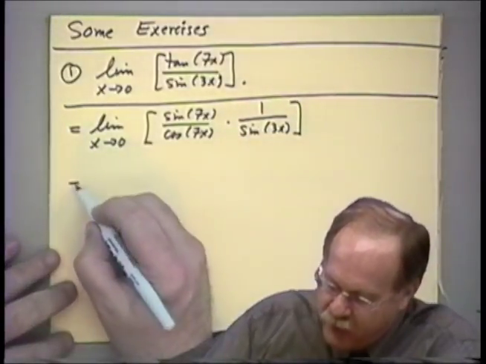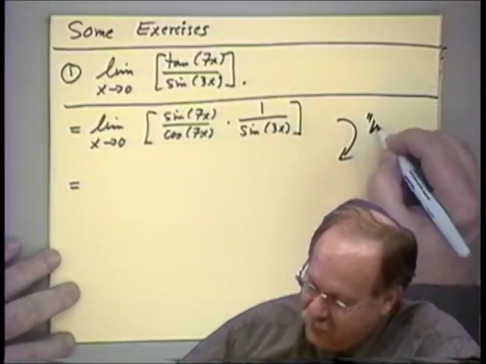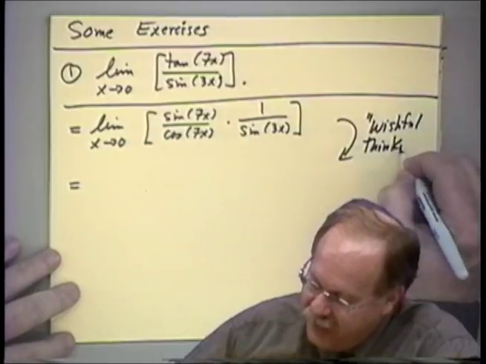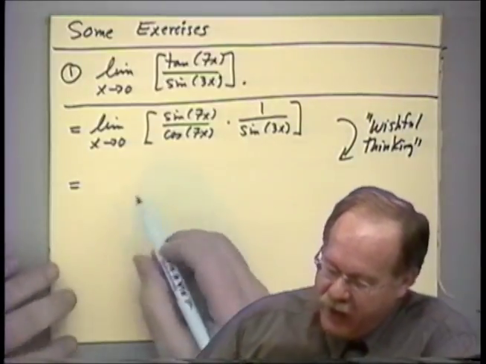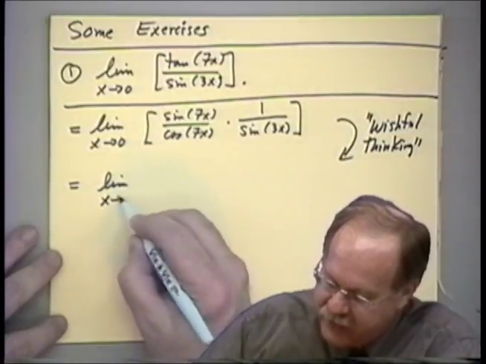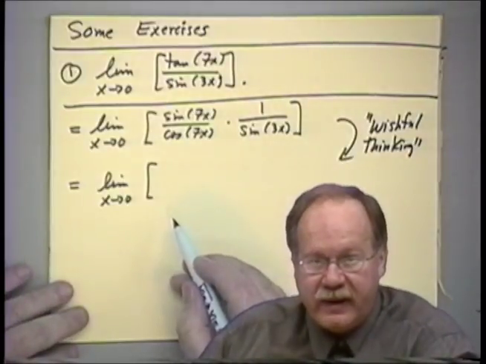Now, the next step is what I like to call wishful thinking. We'll call this wishful thinking. And what I mean is, why don't we write this out in such a way that it would be set up the way I would like it to be set up?